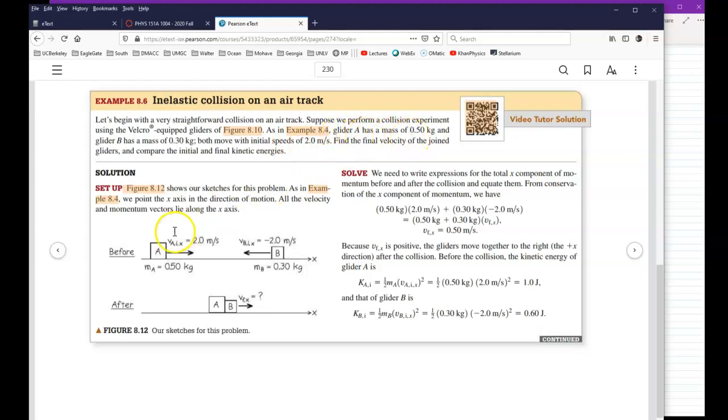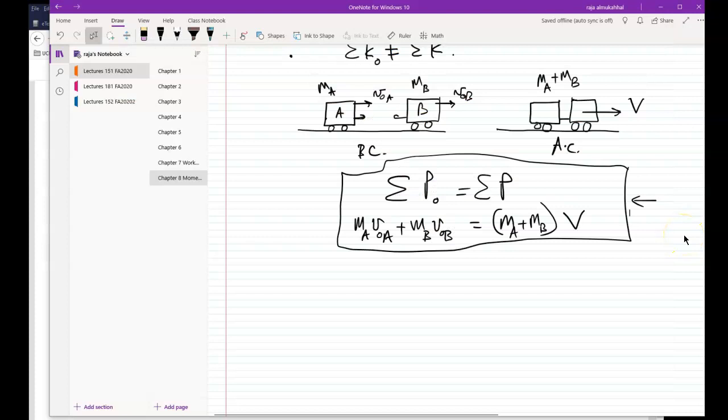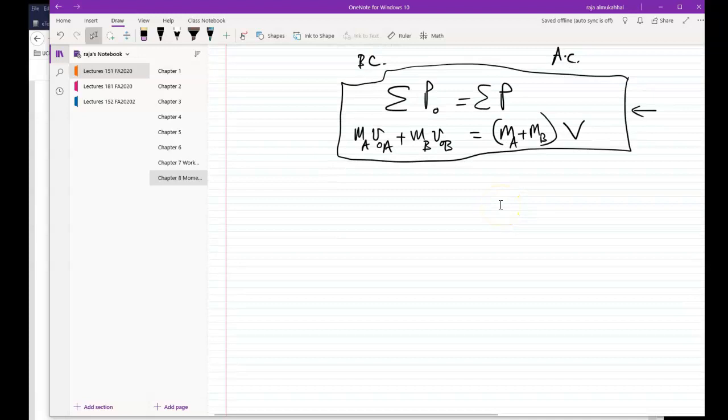Glider A has a mass of 0.5 kilogram, and glider B has 0.4 kilogram right here. Both move with the same initial speed, that's 2 and that's -2. Find the final velocity. Basically, he wants to find the common speed of the joint, and compare the initial and final kinetic energy of the two. Got it? Okay. Let's see how we do that. There is really nothing to it except that it's the same as what we have just said here. But let me go over it very quickly.